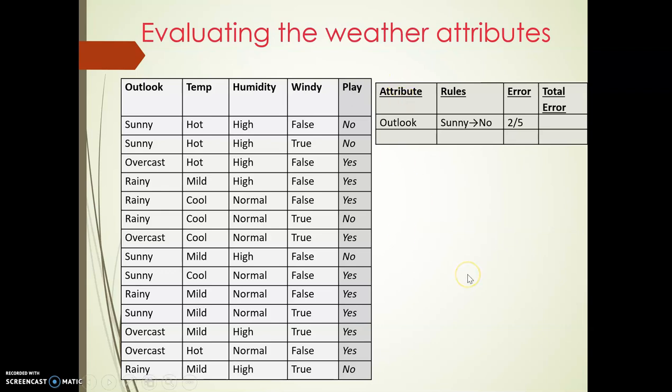We need to calculate the error rate for each of the attributes here. Once again I'll repeat, the attributes that have been considered here are outlook, temperature, humidity, windy, and finally the decision. The first attribute that we will consider is outlook. Within the outlook you can see different classes of values. For example, you have sunny as one value, then overcast and rainy, and that's all. These are the different values for which you need to calculate the error rate.